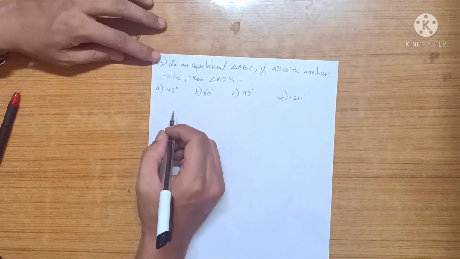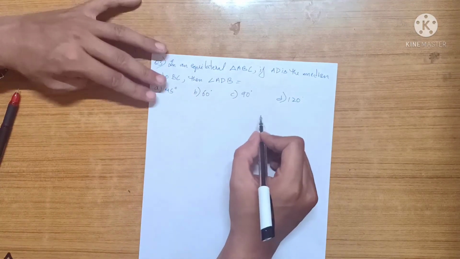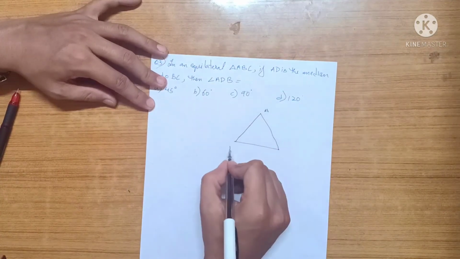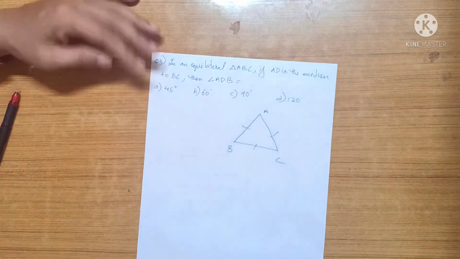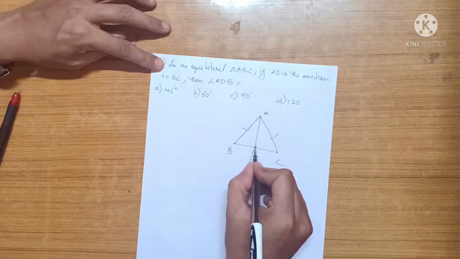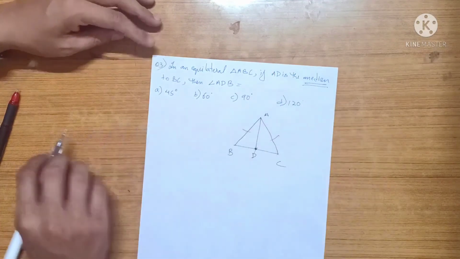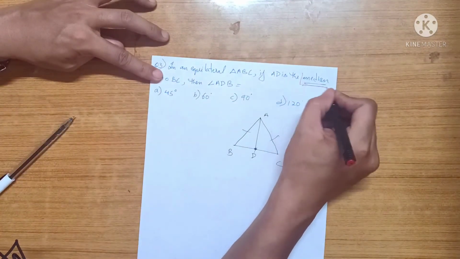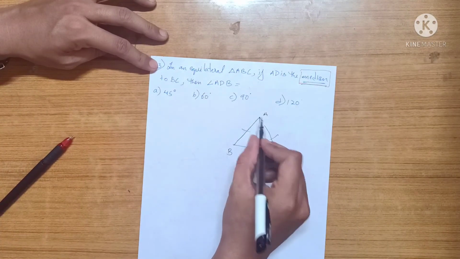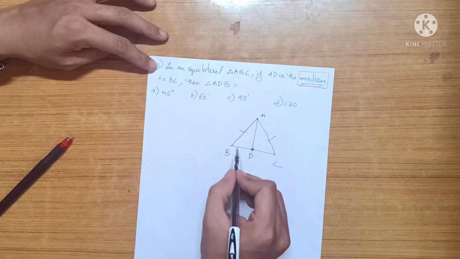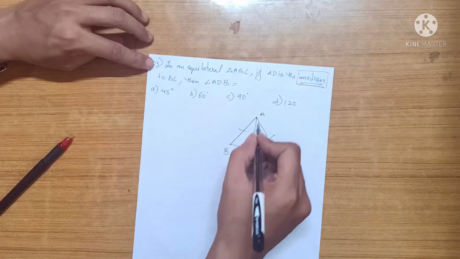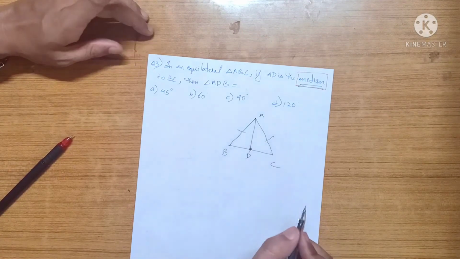Last question. In an equilateral triangle ABC, if AD is the median to BC. Let's draw an equilateral triangle. Equilateral triangle means all sides are equal. If AD is the median, let's draw AD. What is a median? A median is a line that divides another line into equal parts, which means it's the line joining the opposite vertex to the midpoint.